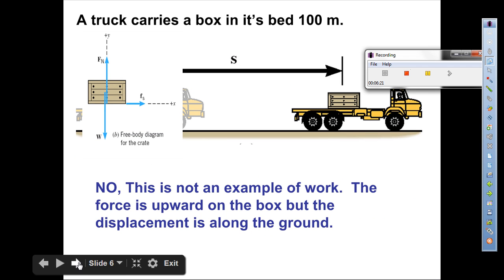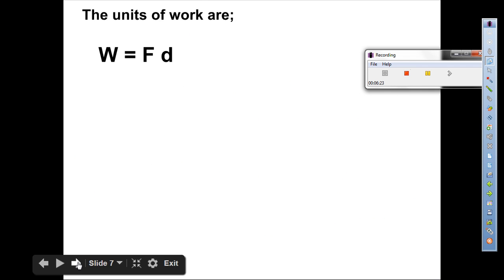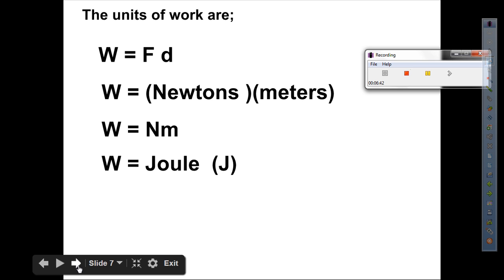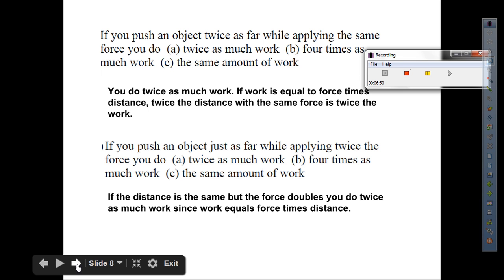Alright. So the units of work are newtons times meters, which is an N-m. Sometimes you'll see it as an N-M. And a newton meter is also called a joule. Also called a joule. Okay? In the English system, we call it foot-pounds. You're never going to have to know that. I will never give you a foot-pound question.